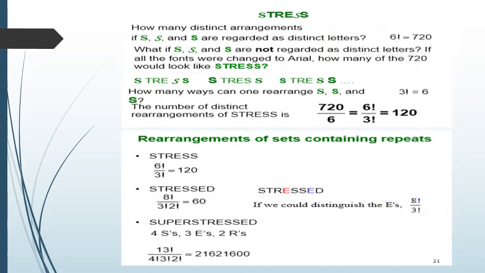STRESS. How many distinct arrangements if the three S's are regarded as distinct letters? 6 factorial is equal to 720. What if the S's are not regarded as distinct letters? If all the fonts were changed to Arial, how many of the 720 would look like STRESS? How many ways can one rearrange the 3 S's? 3 factorial is equal to 6. The number of distinct rearrangements of STRESS is 720 over 6, which is 6 factorial over 3 factorial, which is equal to 120.